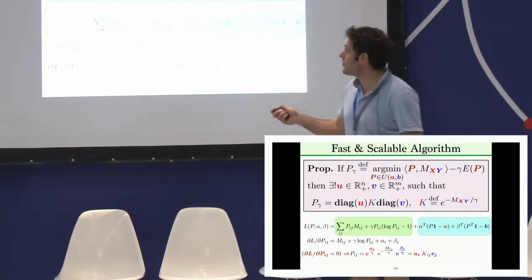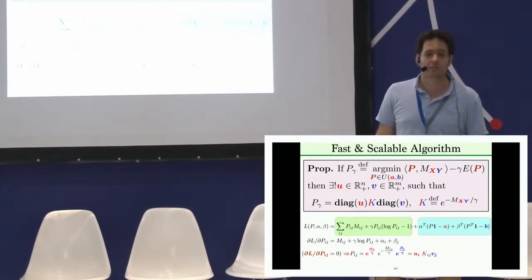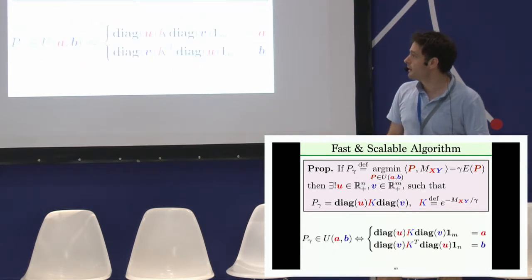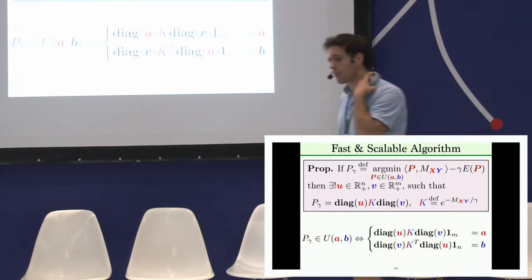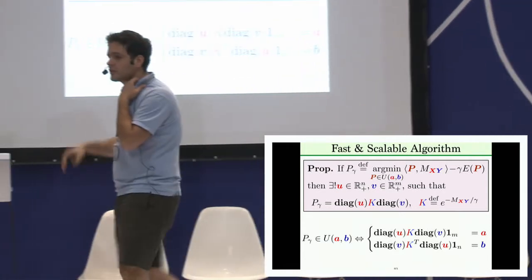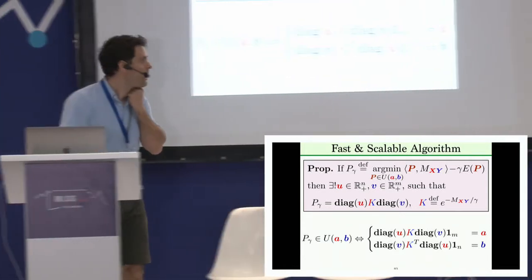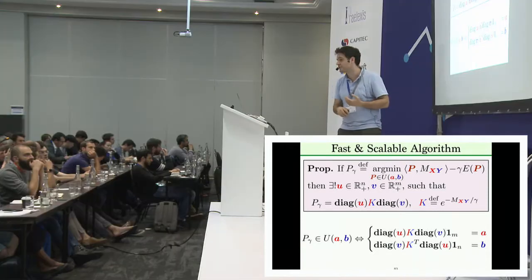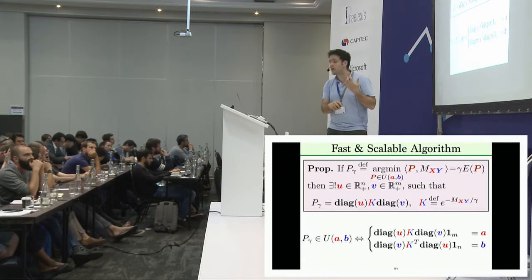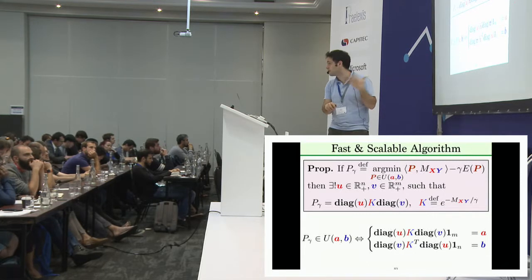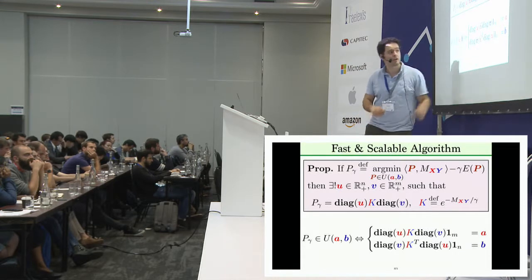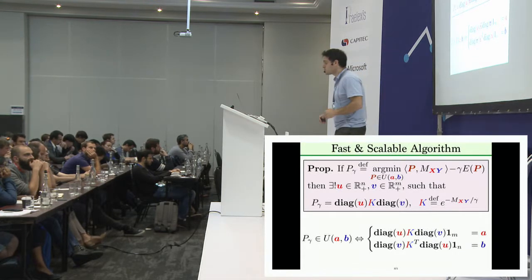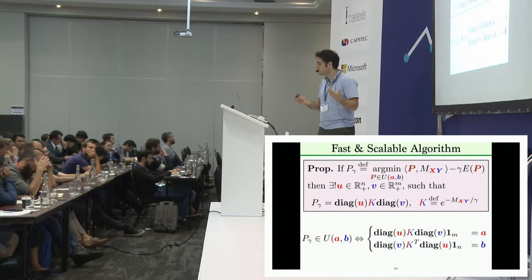So to summarize, my solution must have this shape. Now the whole game is to find U and V. How can I do this? Well, I know something more about the solution. It may have this factorization, which is given to me by the first order condition, but it also satisfies the constraints. That's the second part of the first order conditions. Hence, I need diagonal of U, K, diagonal of V, times 1 equals A, the first marginal. Diagonal of V, K transpose, diagonal of U, so this matrix transpose, times 1 equals B. So we have two sets of equations that link U and V.